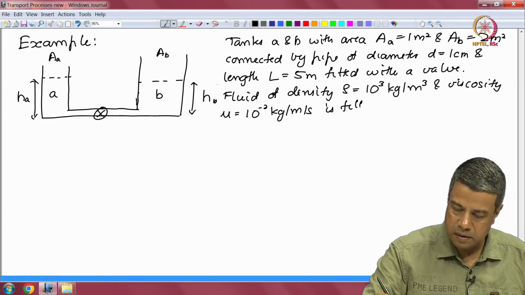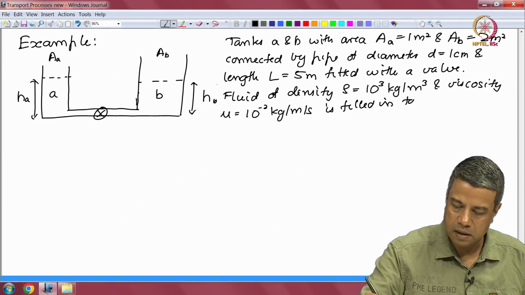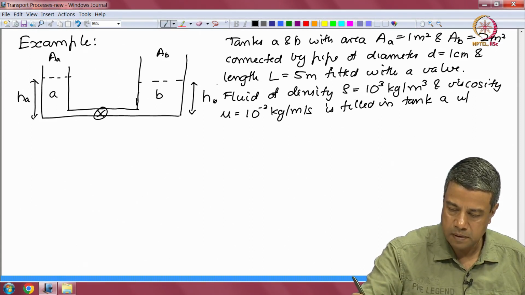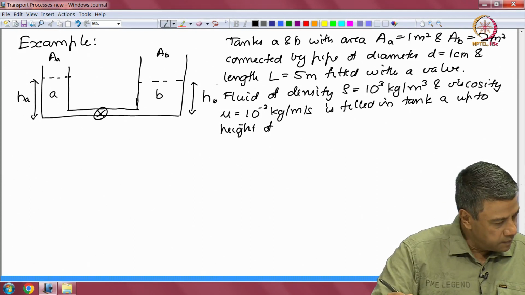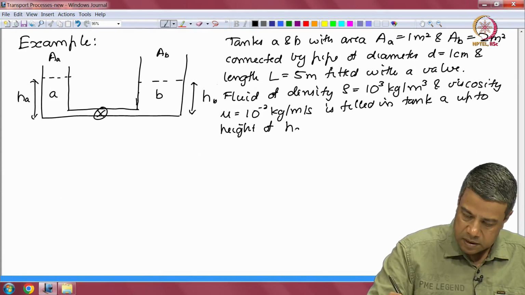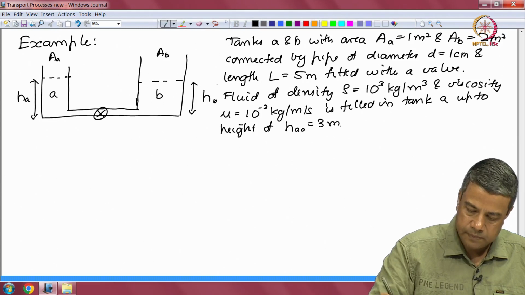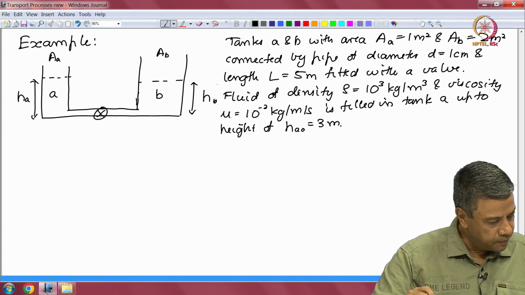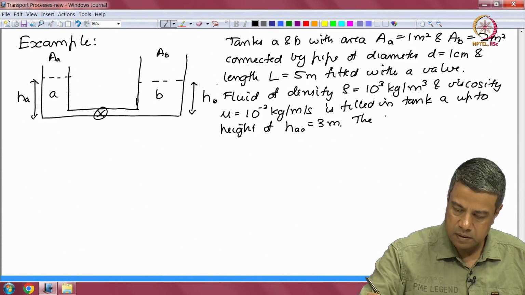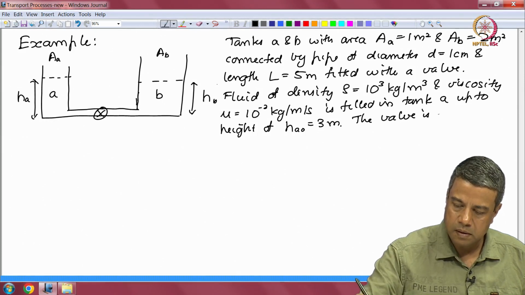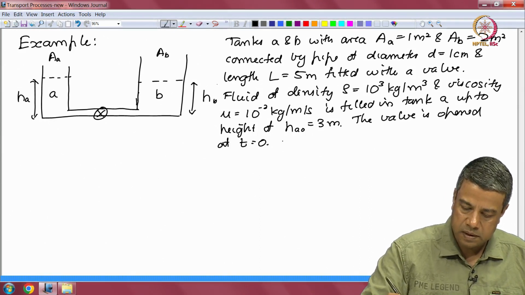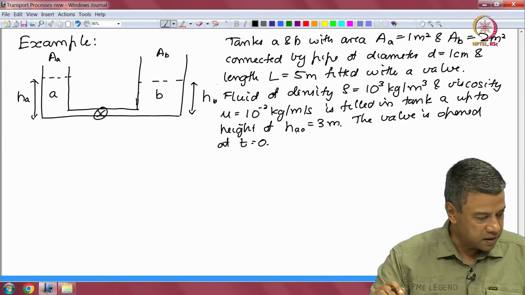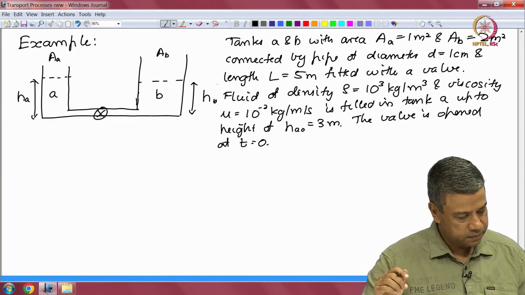It is filled in tank A up to a height of HA naught equal to 3 meters. The valve is opened at t equal to 0. And we are asked to determine how the heights change with respect to time.